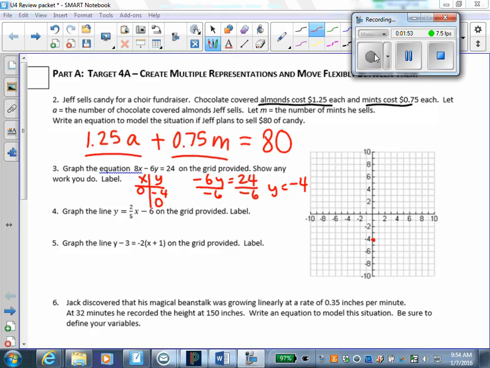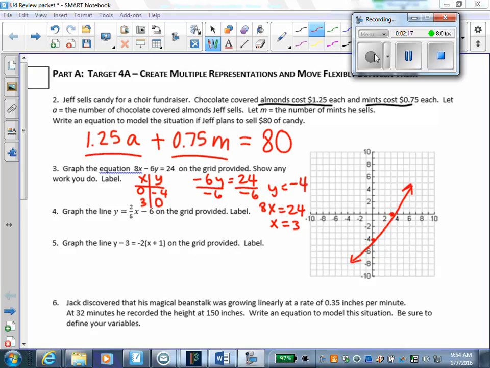When I plug 0 in for y, I get just the equation 8x equals 24, because 8x minus 0 is just 8x. Divide by 8, I get x equals 3. So that's going to be the point 3, 0. So I graph that right there, and then I make a line. You should use a straight edge, so your line should look better than mine.